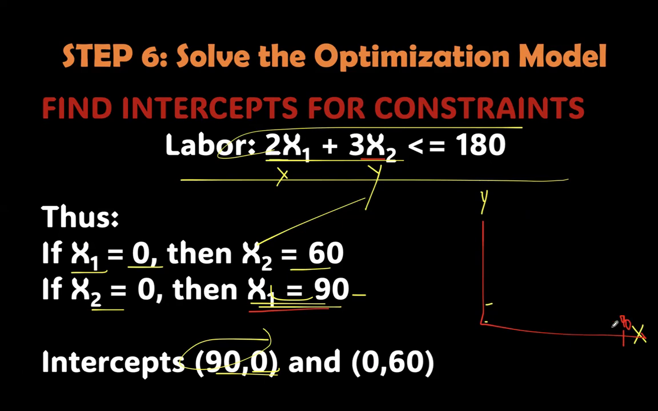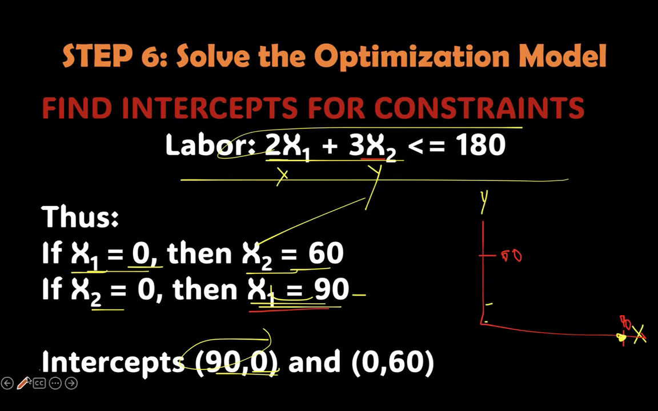So since your y is 0 and your x is 90, you will put it here. Now, if your x is 0, so 0 on x, then on your y axis it will be 60. Let me picture it out for you. Suppose that here will be the 60.